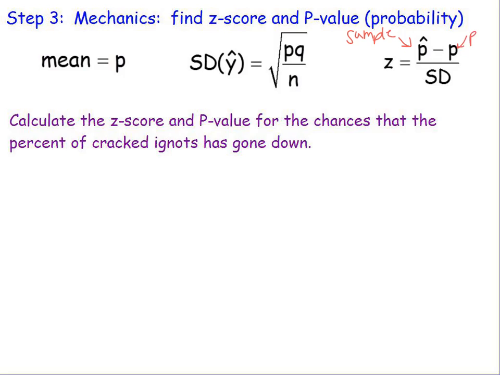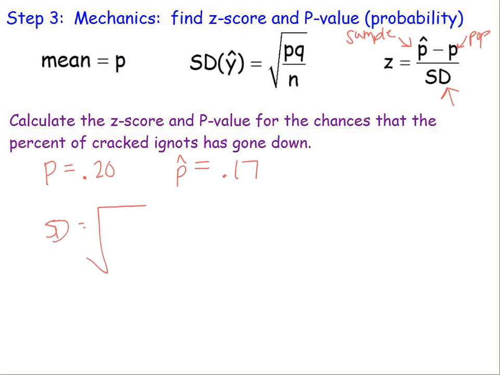This is from your population. And this is, of course, your standard deviation. So let's go through our steps for calculating our z-score. So what do we need to know? Well, first we need to know our p-value, which is 0.20. And our p-hat that we're going to be testing was the new one from the sample, which was 17%, or 0.17. Let's calculate our standard deviation.